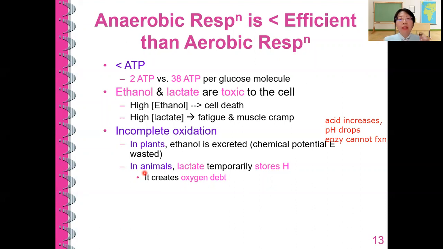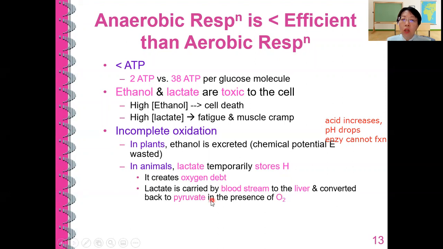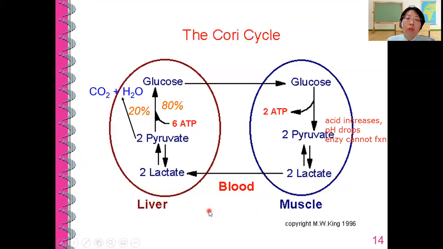So in animals, lactate will temporarily store the hydrogen first because there's no oxygen. And this creates oxygen debt, which I will explain later on. Lactate will not be thrown away by the cell. When oxygen is available, lactate in the muscle will be carried by the bloodstream to the liver in order to be converted back to pyruvate in the presence of oxygen in the Cori cycle.